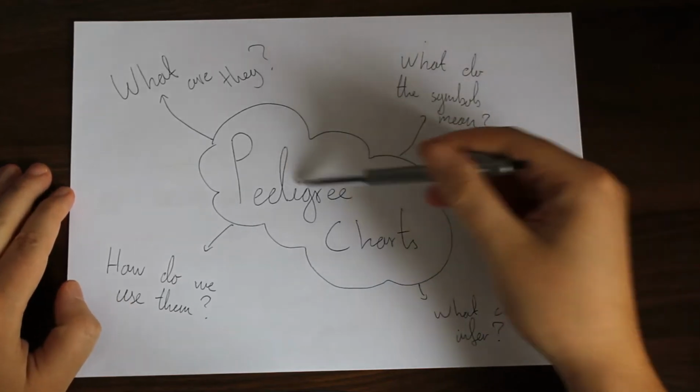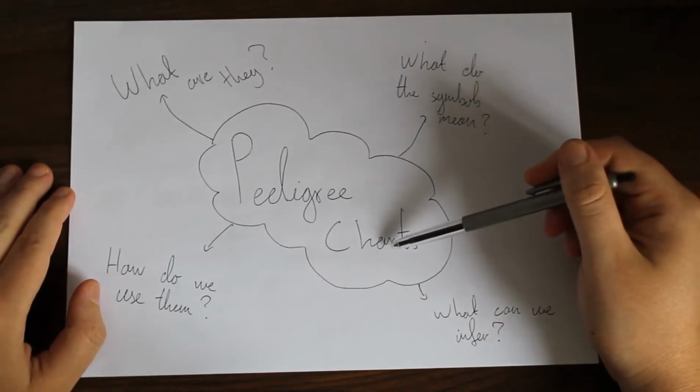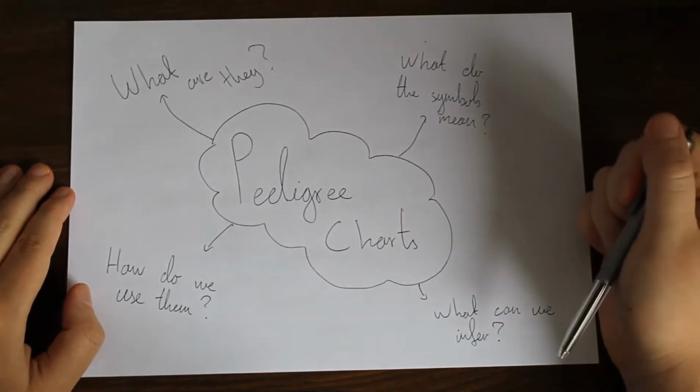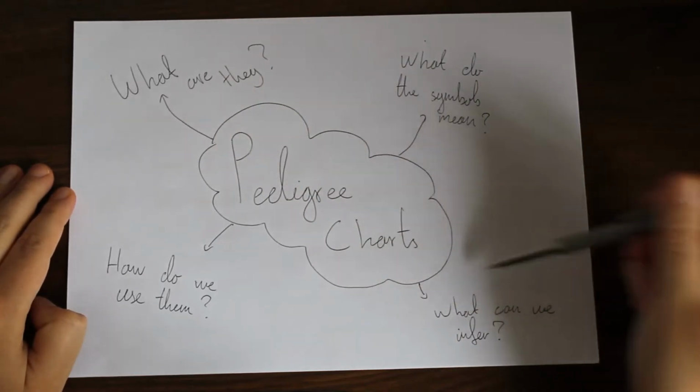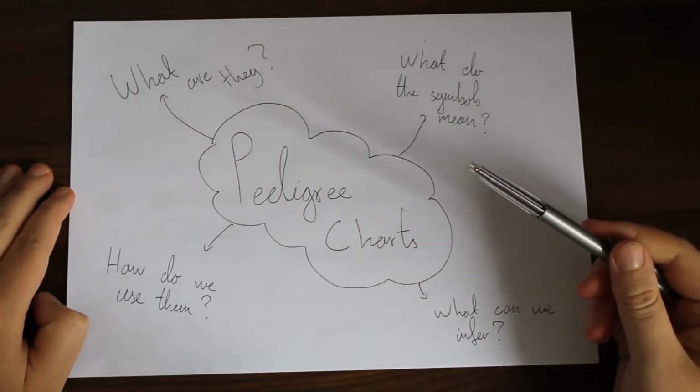Today we're going to be talking about pedigree charts. Specifically, what are they? What do the symbols mean? How do we use them? And what can we actually infer from a pedigree chart?